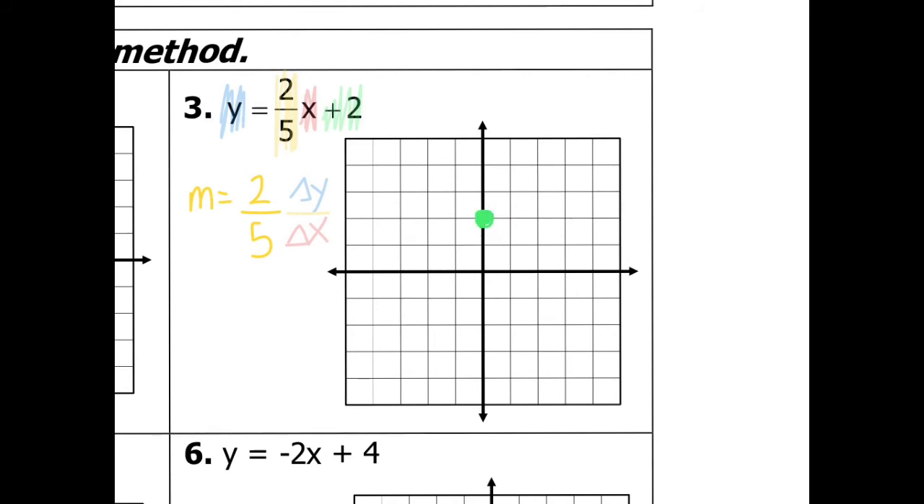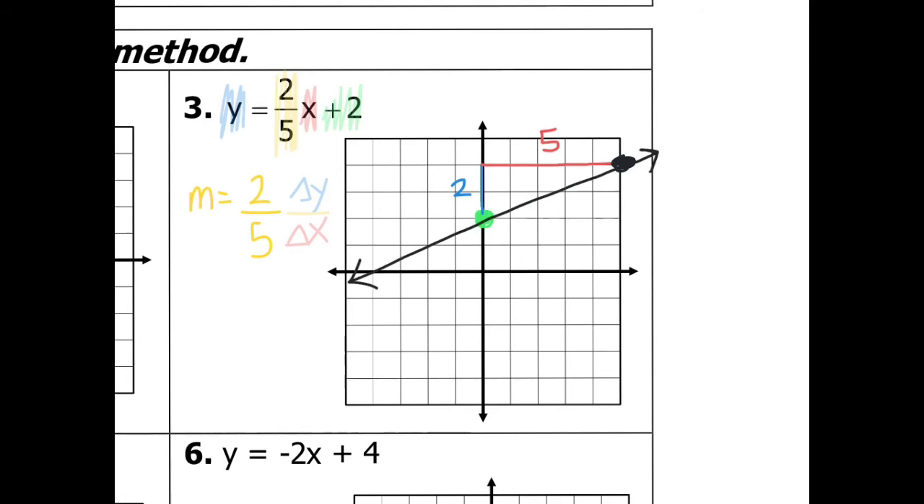I am going to take my change in y of 2. I'm going to start at my dot, and I know that my next dot has to be up 2 and then over 5 away from the other dot. So if your slope is a change in y of 2 and a change in x of 5, that works. And then I need to connect my dots and make some arrows.